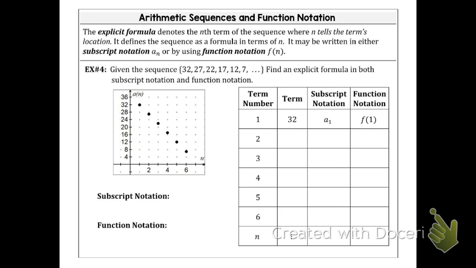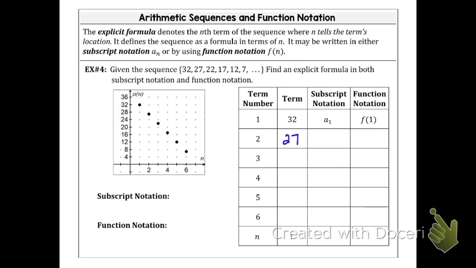All right, arithmetic sequences and function notation. The explicit rule denotes the nth term of a sequence where n tells the term's location. It defines a sequence as a formula in terms of n. It may be written in either subscript notation, a sub n, or by using function notation, f of n. So example 4 says given the sequence 32, 27, 22, 17, 12, 7, find an explicit formula in both subscript notation and function notation. So it told us that our first term was 32, our second term is 27.